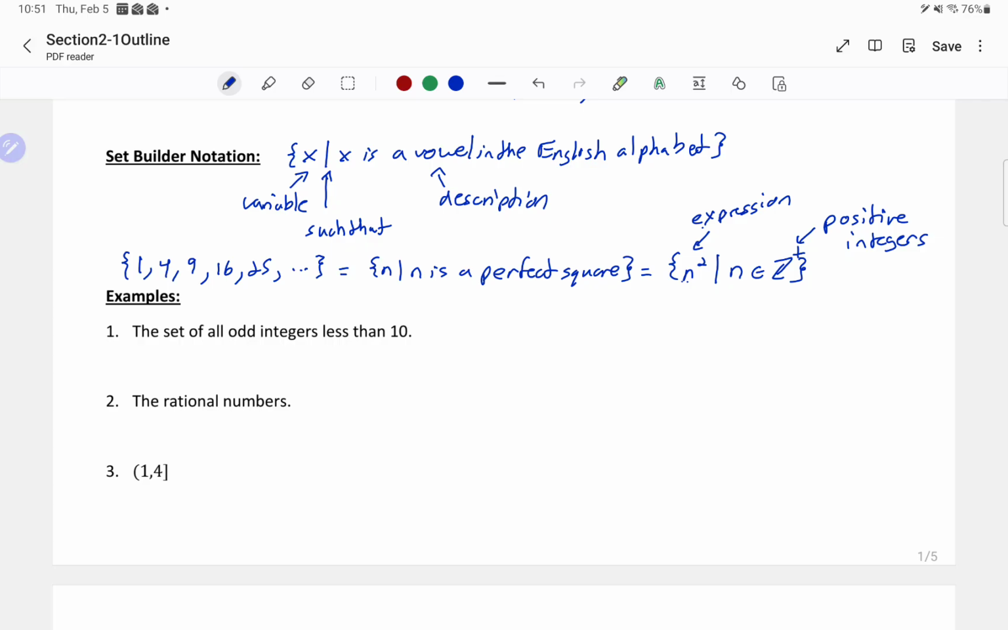So that's where we'll stop for today. Are there any questions about any of the set theory stuff?